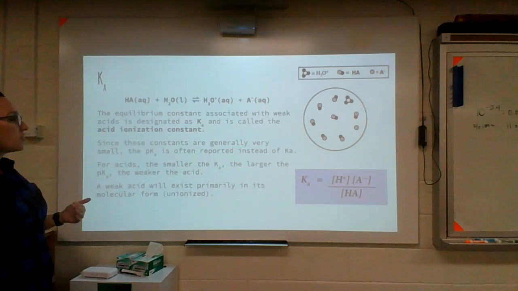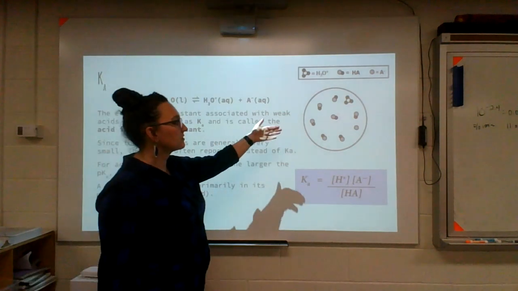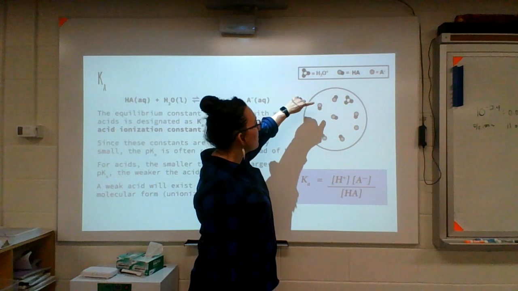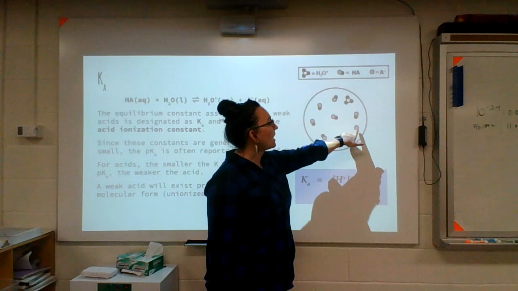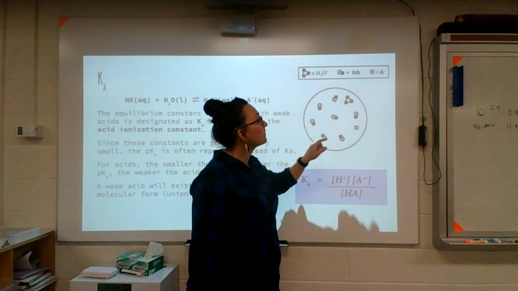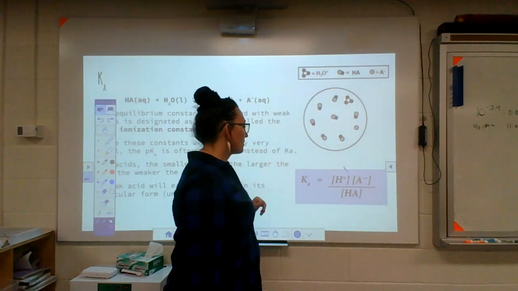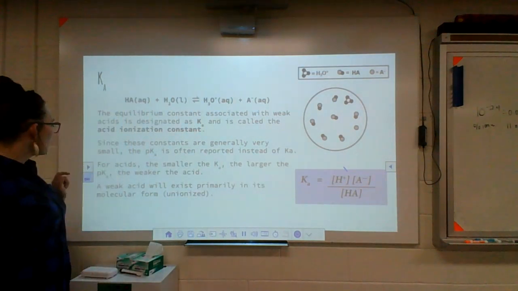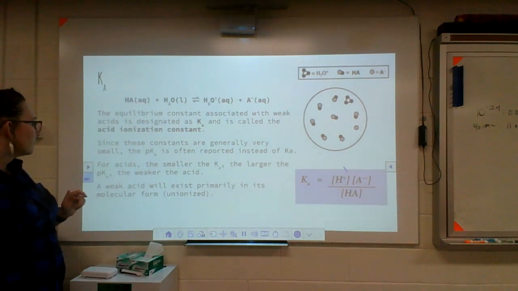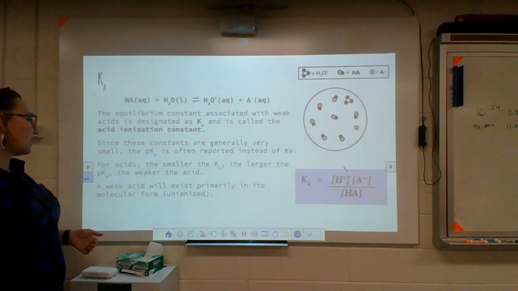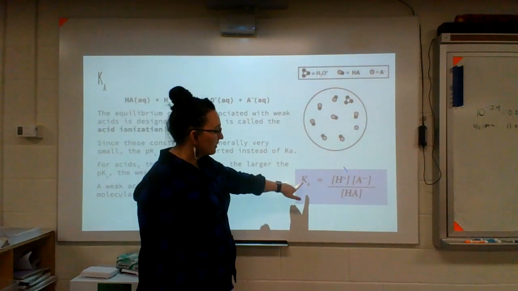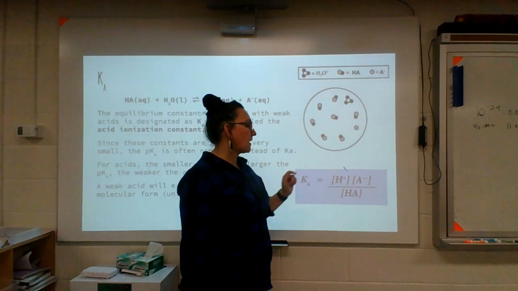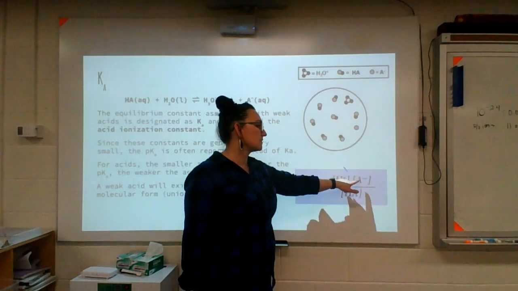And so you can see that over here. We mostly have our HA particles floating around in the solution with the occasional A-minus, or negative ion, and hydronium floating around as well. So for a weak acid, the smaller the Ka, the larger the pKa, and the weaker the acid. Okay, and then Ka is represented by the concentration of the hydrogen ions times the concentration of the negative ions divided by the concentration of the molecular form.